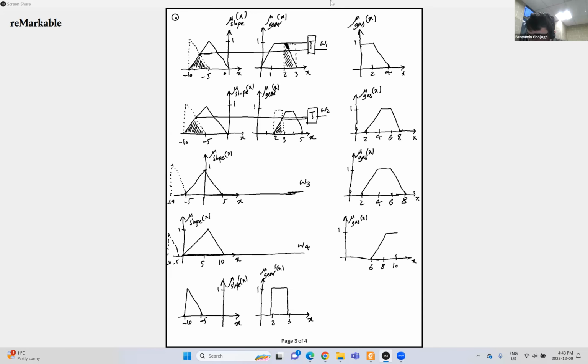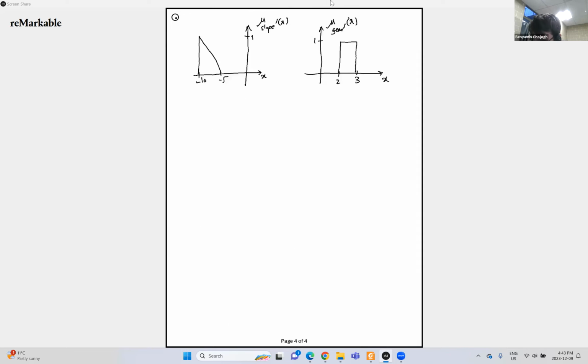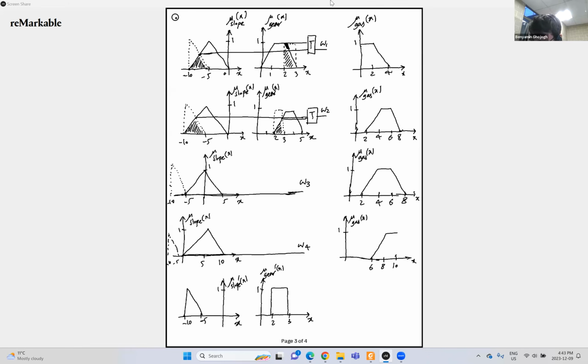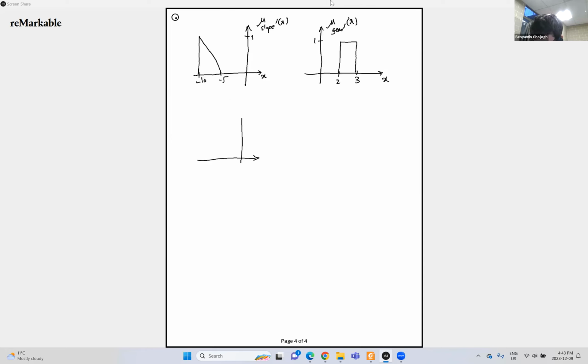So here, I want to calculate this. For this one, I don't need to calculate this because for T norm, the result is this. So I don't need to calculate this. What is this? Then I need to find the intersection of these two lines. Okay, let's see. Let me write it. Between -10 and -5. Right, and this is 1.